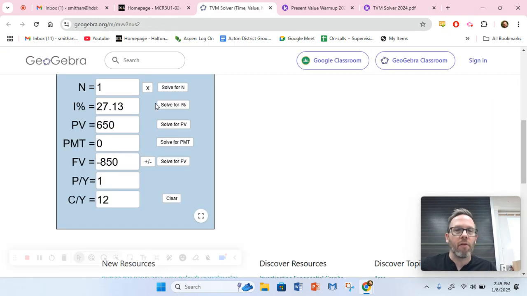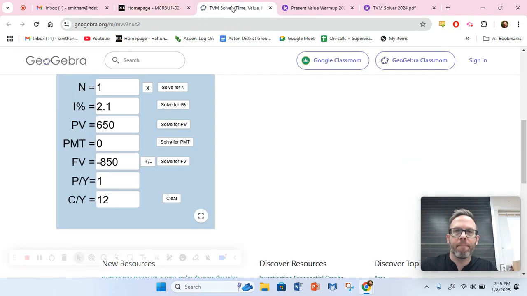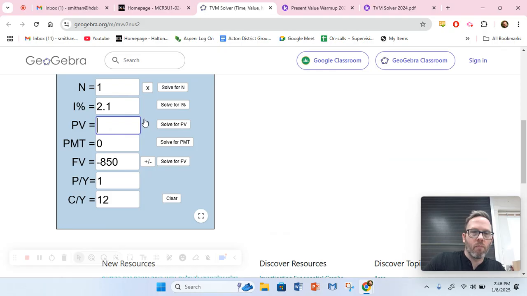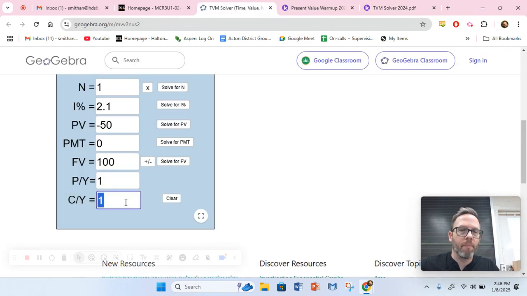Okay, here I go. So 2.1, negative 50, grows to 100, and this was a monthly question. Solve for N. Did you guys get 33.04? 33.04? Okay. So we have a little talking point here.